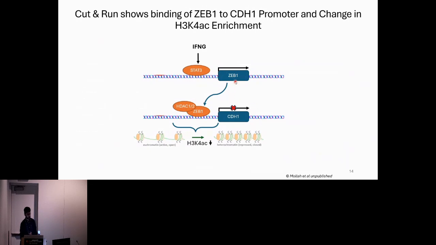Taking these data together, then, we see clear binding of ZEB1 at the CDH1 promoter and modulation of the H3K4 acetyl mark. The exact role of this modulation of the mark and how it interplays with the closing up of the chromatin, which we were able to see in the ATAC-seq data, and how that then affects CDH1 expression remains to be studied.